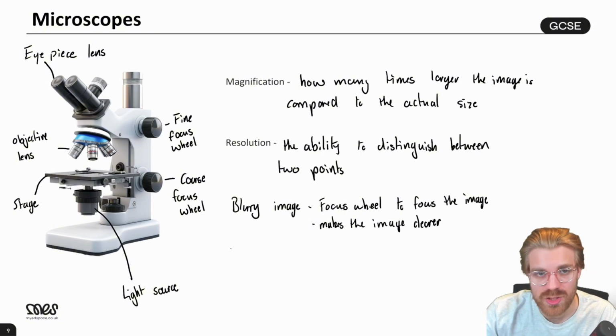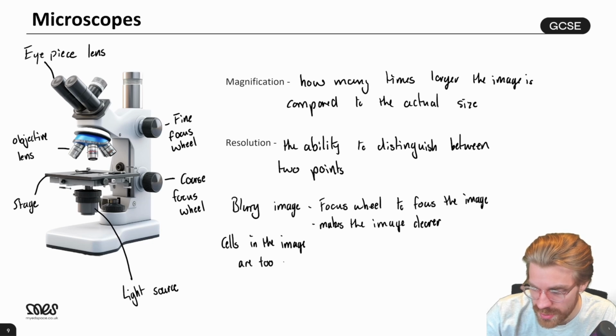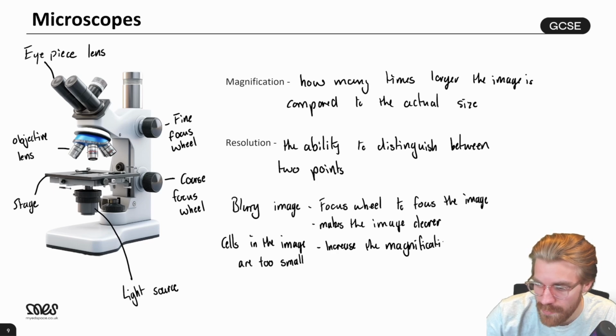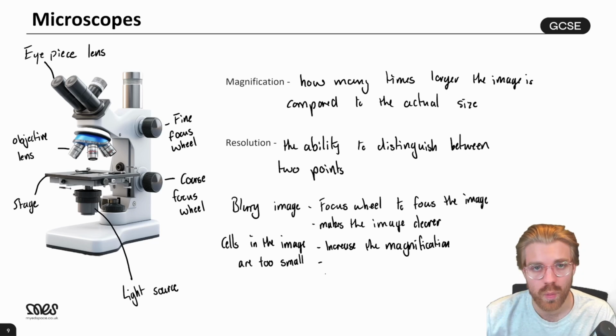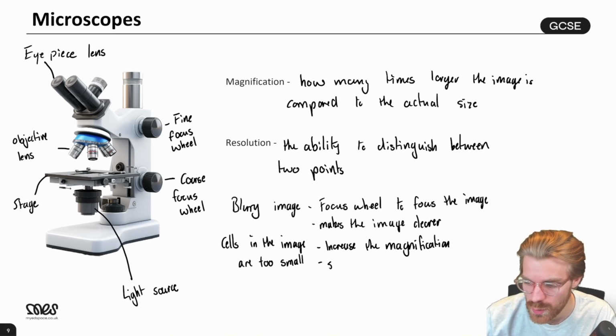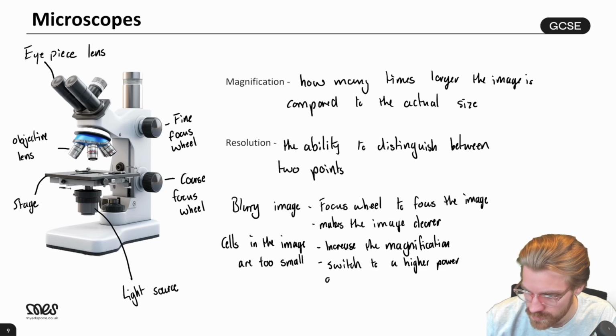What about if the image was too small, or the cells in the image were too small? Well, if the cells in the image are too small, we need to increase the magnification. We are not going to say zoom in. You will never get marks for saying zoom in. We say we increase the magnification. And the way that we could increase the magnification is we could switch to a higher power objective lens.